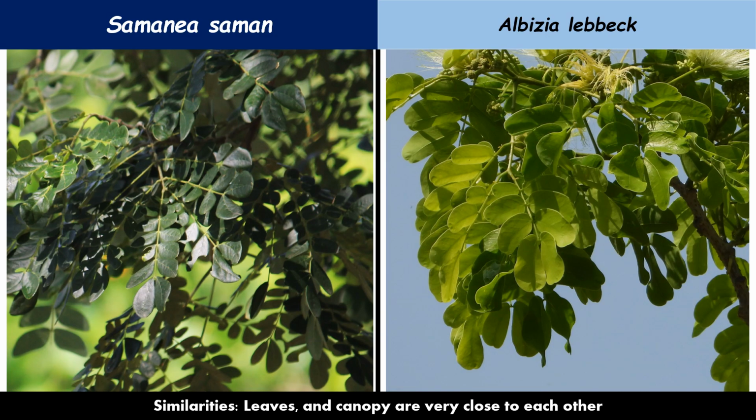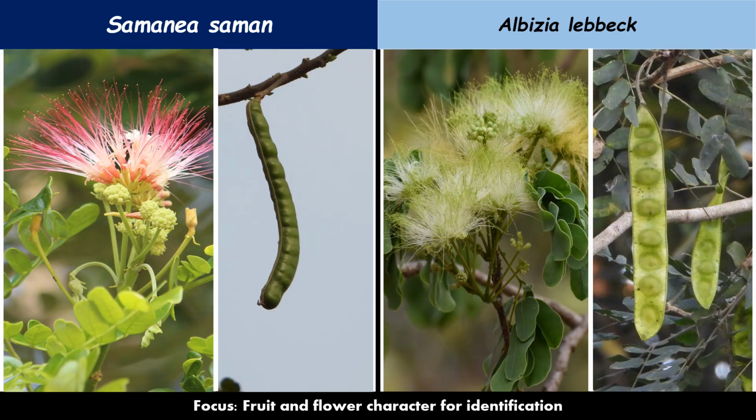Now, Samanea saman and Albizia lebbeck. Both look very similar in canopy and leaves, but they are different. Samanea saman you can usually observe near village areas. Albizia lebbeck also, but inside the forest you can also observe Albizia lebbeck, and the availability of Samanea saman inside the forest is very rare. Now this is the Samanea saman flower and fruit. Here is the Albizia lebbeck flower and fruit. Fruits are completely different. If you observe the fruit, you can easily identify which one is Samanea saman and which one is Albizia lebbeck.